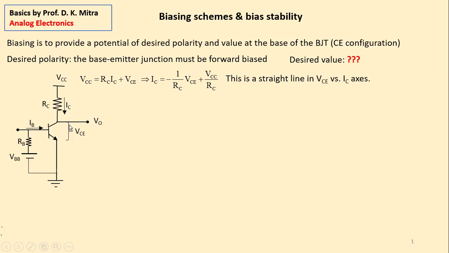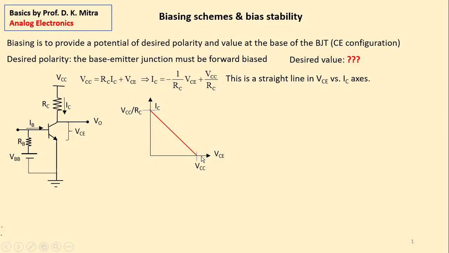That means if you draw a graph with the x-axis VCE and y-axis IC, then this is a straight line, like this. This is the x-axis VCE, y-axis IC, and this line is a straight line. You see, when IC is equal to 0, then RC gets cancelled and VCE becomes VCC. That means voltage across the transistor is equal to the supply voltage. That means this point is VCC, VCE is equal to VCC. And when VCE is equal to 0, then IC is equal to VCC by RC. That means this value is when VCE is equal to 0.